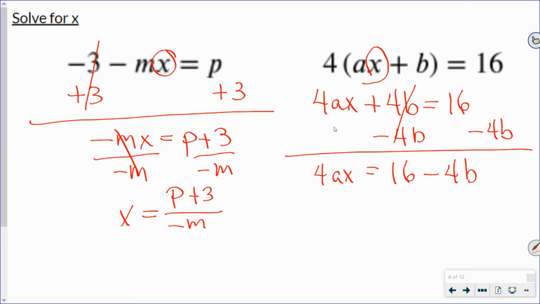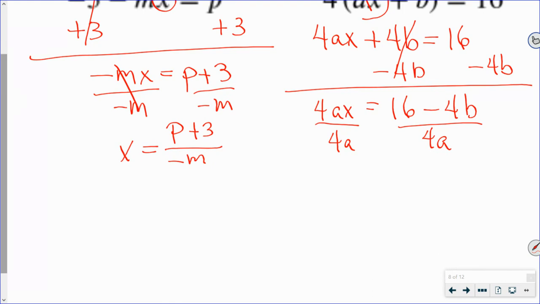I've got 4 times a times x. I could divide by 4, and then I could divide by a, or I could divide by 4a. And since this is all multiplication, I think I'm just going to go ahead and divide by 4a here. Now it's a little bit tricky, at least at this level, because we know those cancel. I'm left with x equals 16 minus 4b divided by 4a.